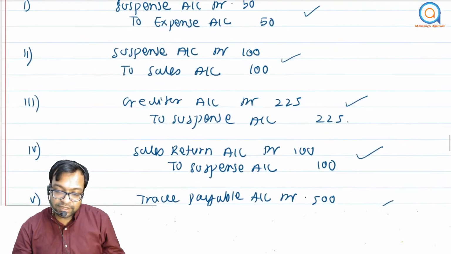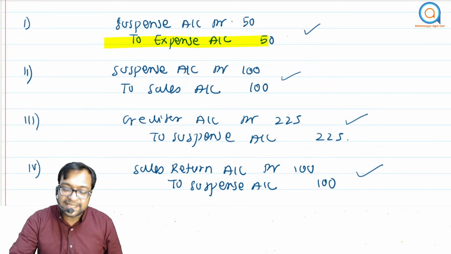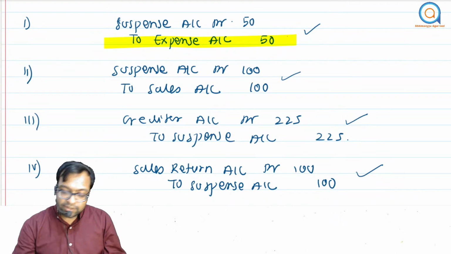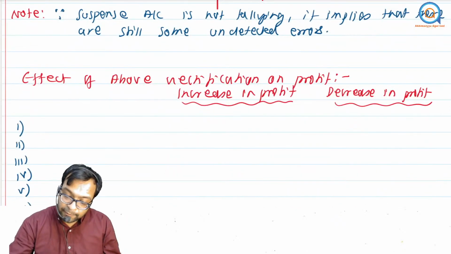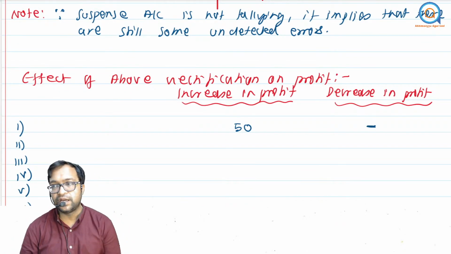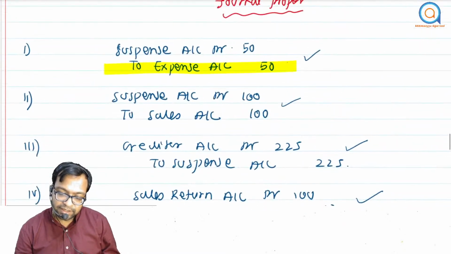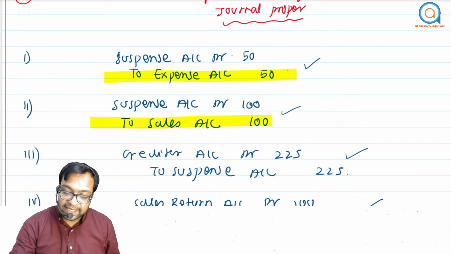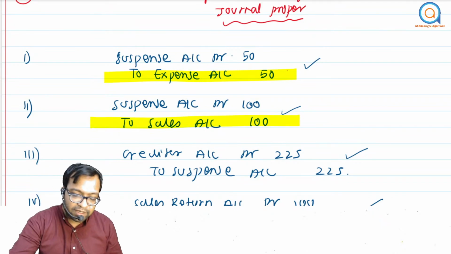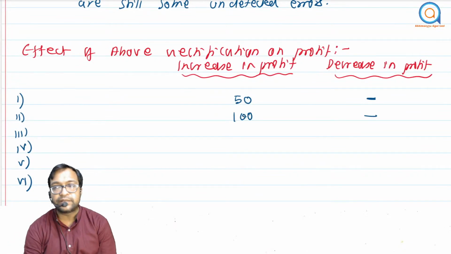First entry. Just check out. Do we have any nominal account? Suspense to expense. Yes, sir. Expense is a nominal account. Nominal account credit means increase in profit. So due to the first rectification, there will be an increase in profit by 50 rupees. Understood how to write? Okay. Next entry. Suspense to sales. Sales is again a nominal account. And nominal account credited means increase in profit by 100. So due to the second entry, there will be an increase in profit by 100 again.